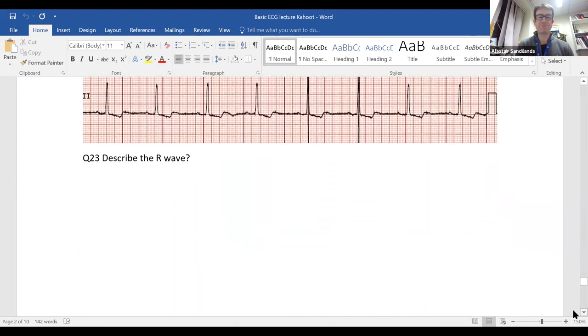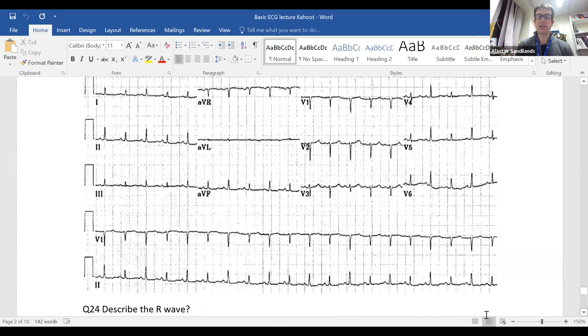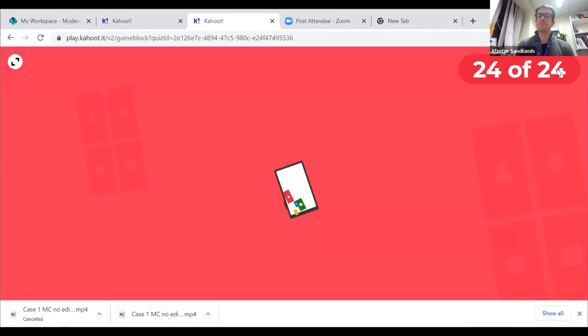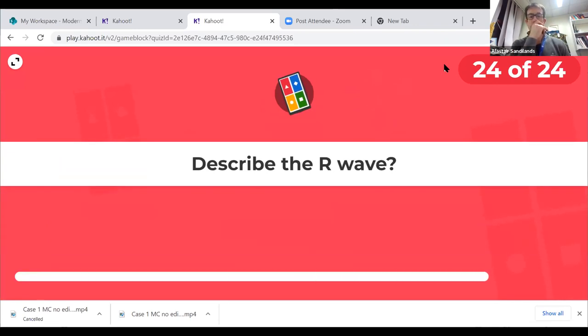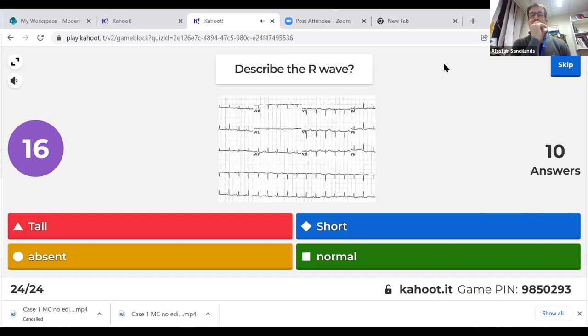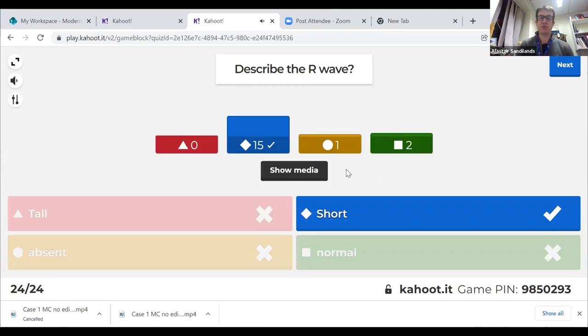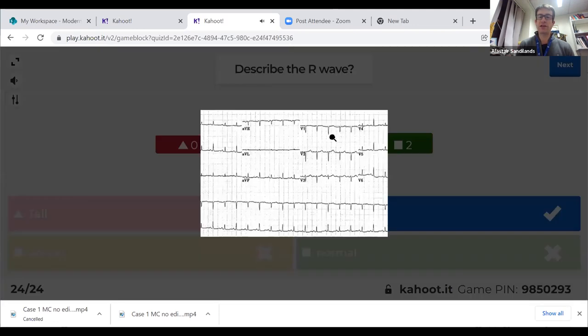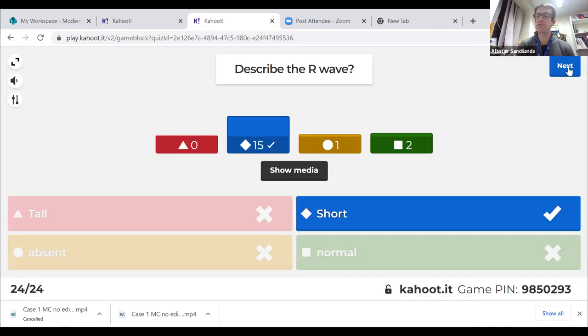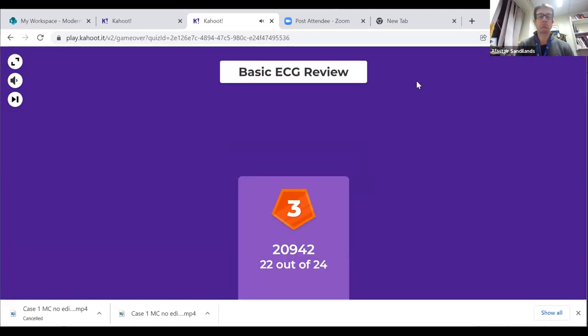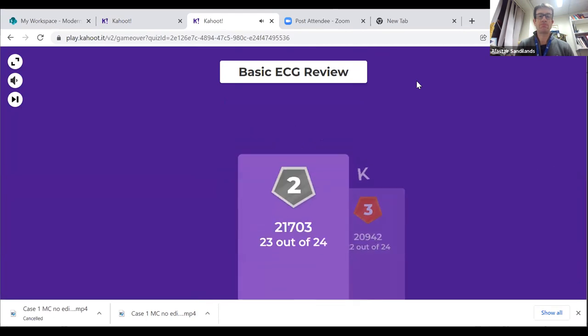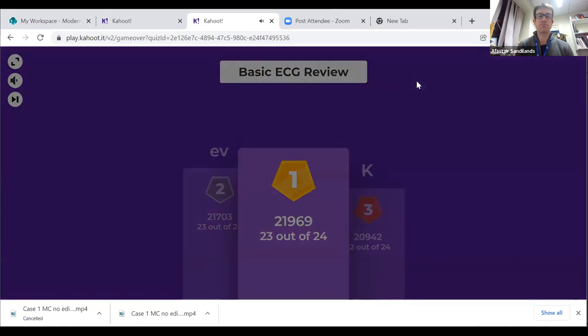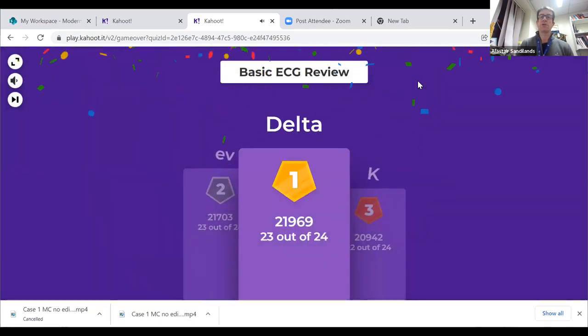And finally, describe the R wave. Looking at the chest leads, it doesn't really matter where you look. Describe the R wave. Yeah, short. When you're looking, it's very small. This is indicative of fluid around the heart, and the R wave is smaller. Well done.